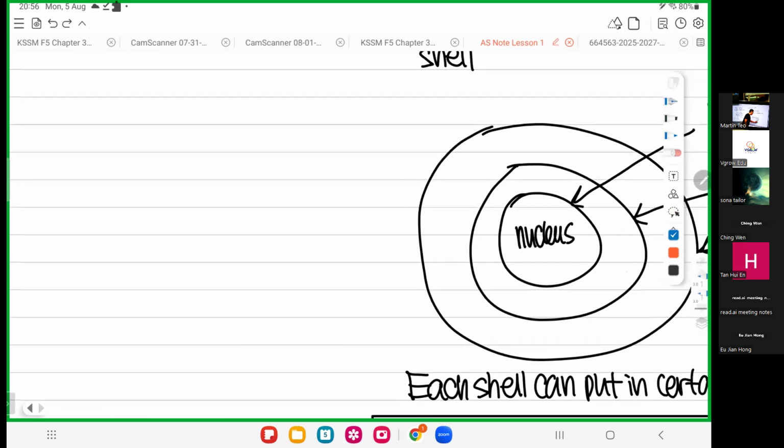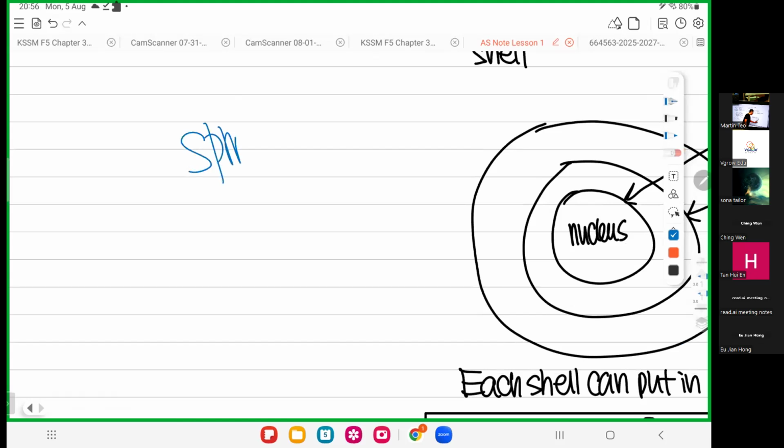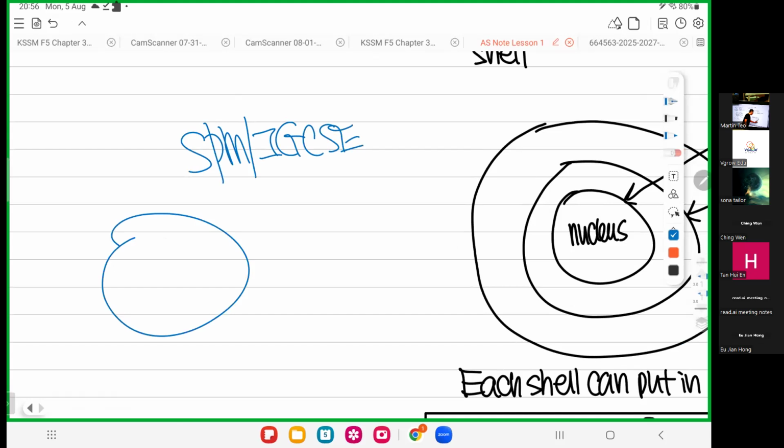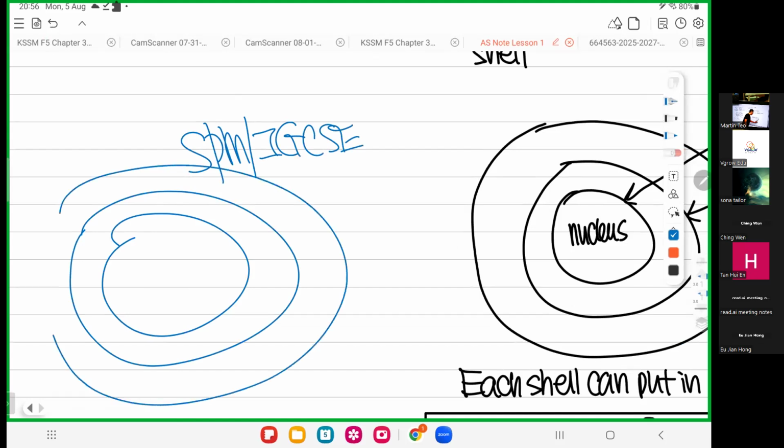One minute revision, SPM and IGCSE. You tell me, guys, how many electrons can the first shell put? First circle. 2 electrons. Very good. Second shell, second circle, can put how many electrons that we learned back in high school? 8, isn't it? Third shell can put how many electrons? Third shell, also 8 electrons.